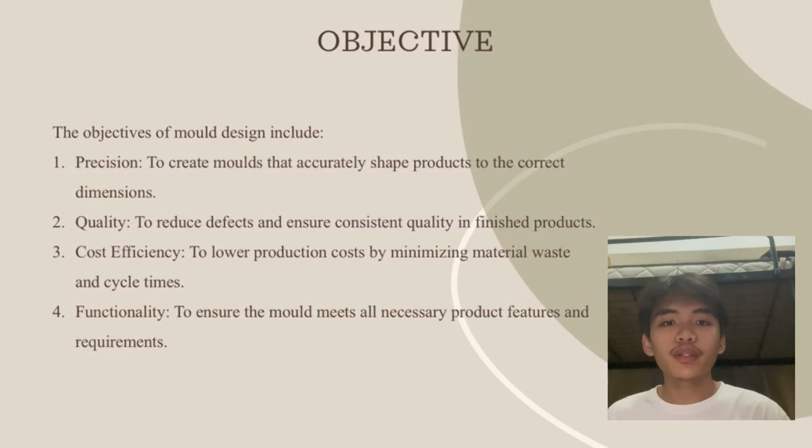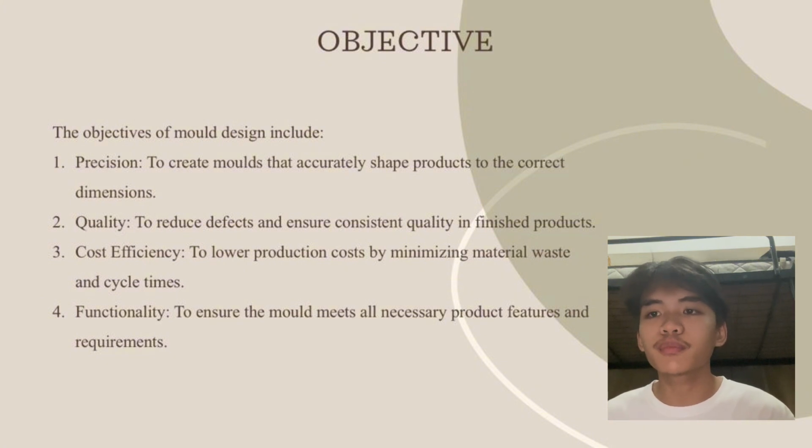Now on to the next part, which is objective. The objectives of mold design include precision, quality, cost efficiency, and functionality. So first of all, for precision, to create molds that accurately shape products to the correct dimensions. For quality, to reduce defects and ensure consistent quality in finished products. While for cost efficiency, to lower production costs by minimizing material waste and cycle times. And lastly, functionality, to ensure the mold meets all necessary product features and requirements.